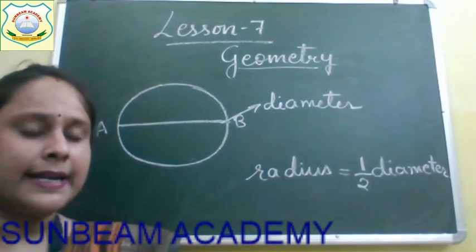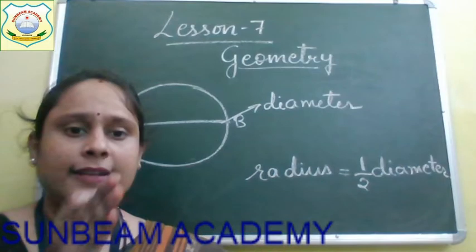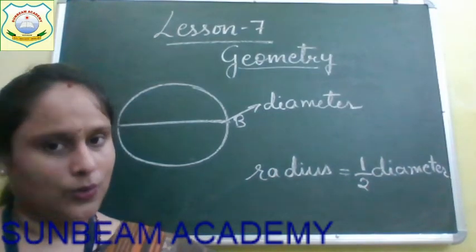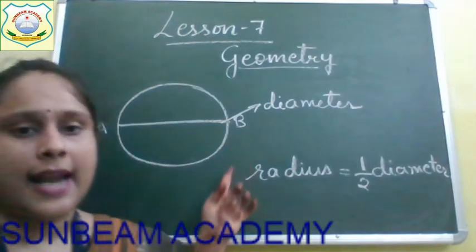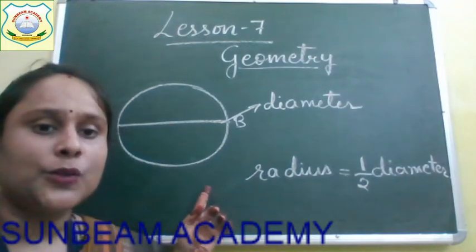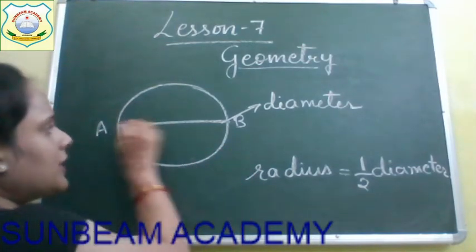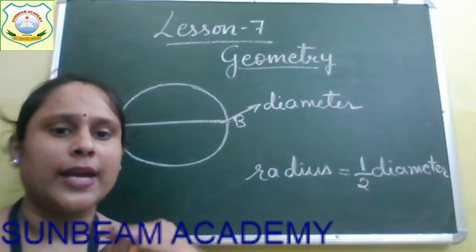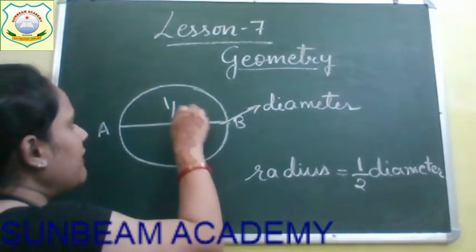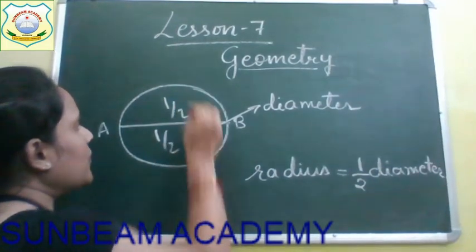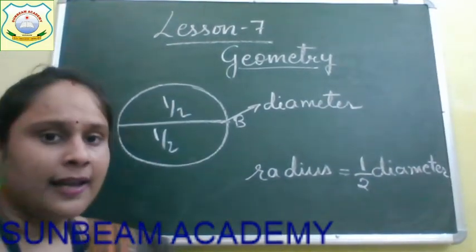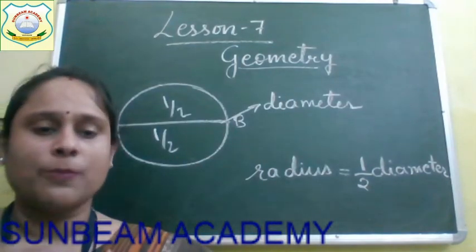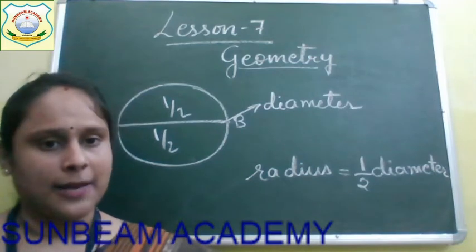Diameter is a complete length and radius is what? That which is half of the diameter is known as radius. Diameter is a line segment which is passing through the center of the circle, right through the middle, and it divides the circle into two equal parts. One complete circle is divided into two equal halves by this line, which is known as diameter.